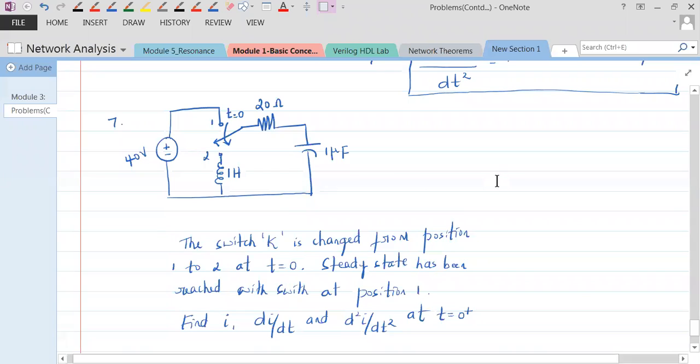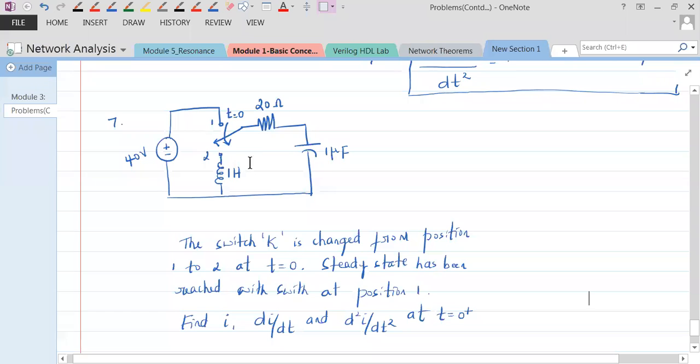Yeah. See here, in this circuit, we again have a switch which keeps switching between position 1 and position 2. And at t equal to 0, it is being switched from position 1 to position 2. Steady state has been reached with the switch at position 1, as was the case in the last problem. Then how is this particular circuit different?